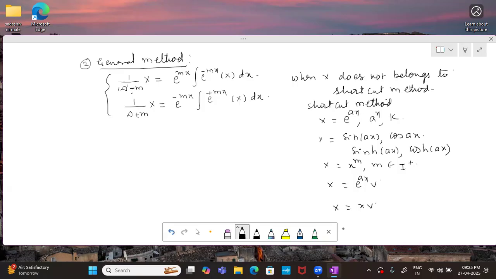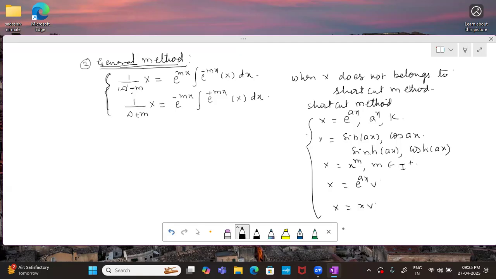So these are the standard formulas. These are the functions where we can find the PI by shortcut. In all, these are the 1, 2, 3, 4, 5, 6, 7, 8, 9, and 10. So these are the 10 functions where PI can be obtained by shortcut. And if our function does not belong to these, then we apply the general formula. So that is all the problems with shortcut.